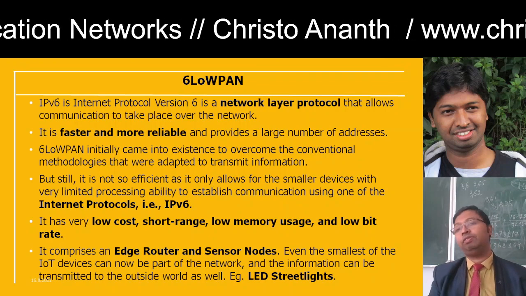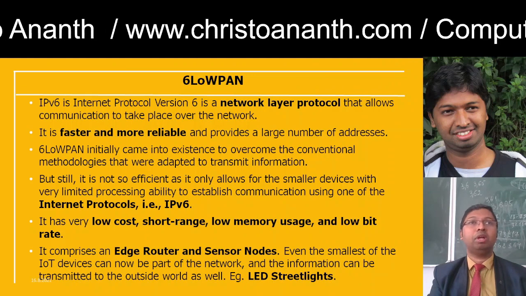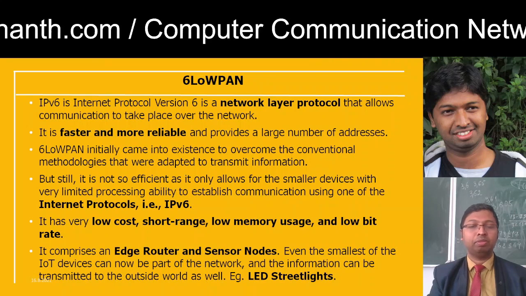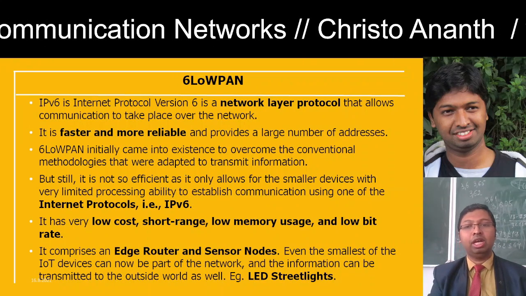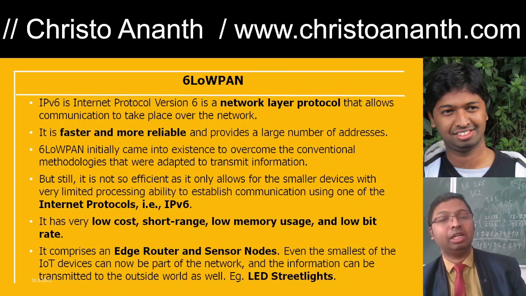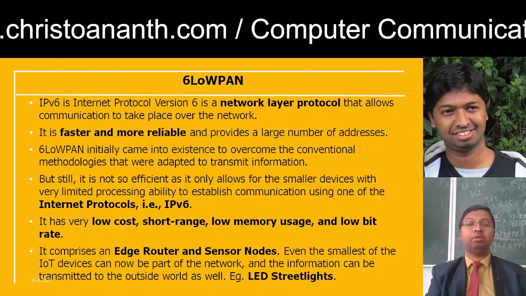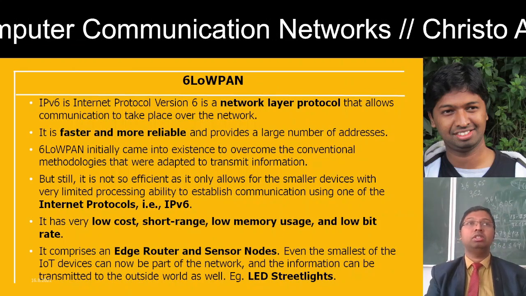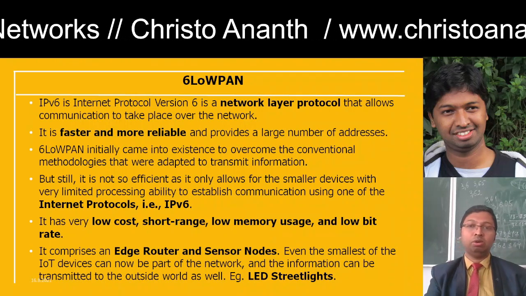But still it is not efficient because it is going to allow only small devices with very limited processing capability to establish communication using this IPv6. It is of course low cost, very short range, it consumes very little memory and low bitrate even. Here we will have the edge router and sensor nodes also. Maybe even the smallest IoT devices will be part of the network and it will be transmitted for a short range. So here you will have the LED street light, which is an application of 6LoWPAN.